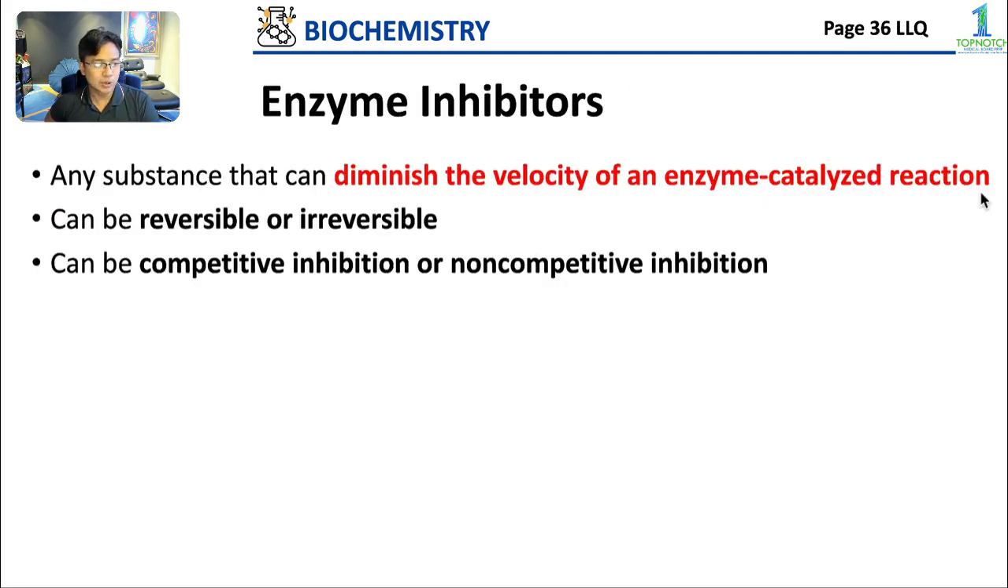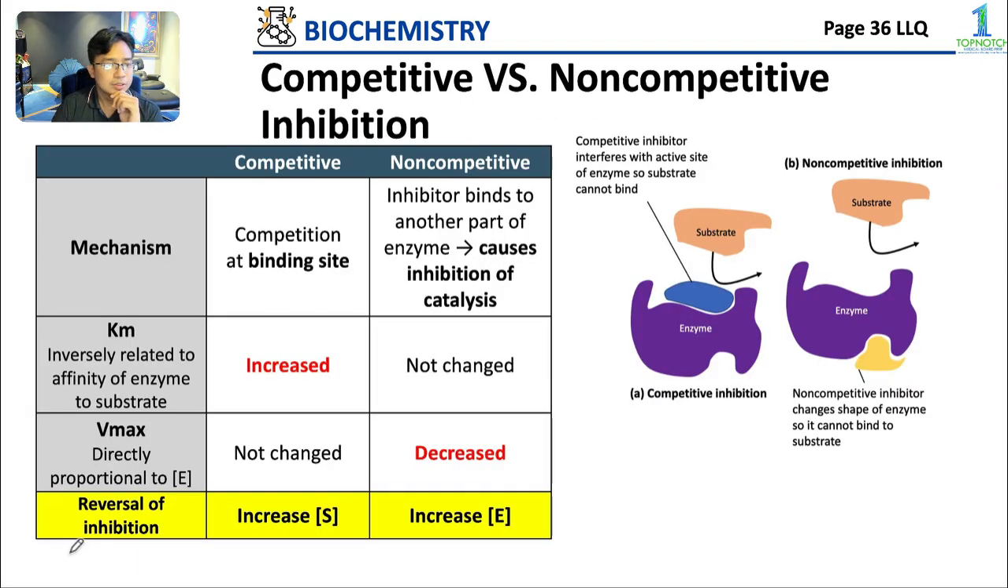Now, enzyme inhibitors refer to any substance that can diminish the velocity of an enzyme catalyst reaction. They can be reversible or irreversible, meaning pwede sila mawala or pwede sila magstay sa isang process, and they can be competitive or non-competitive. Now, how do we differentiate the two? Now, in this table, we differentiate your competitive and your non-competitive inhibition. Now, let's first focus on competitive inhibition.